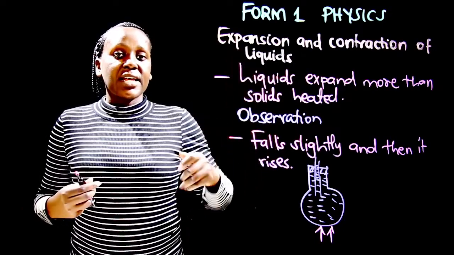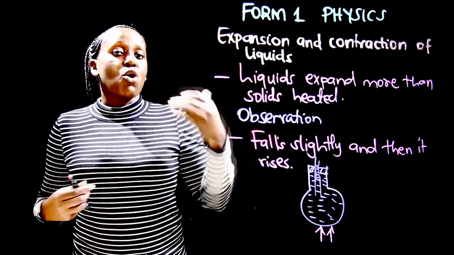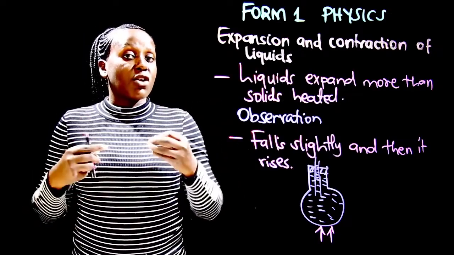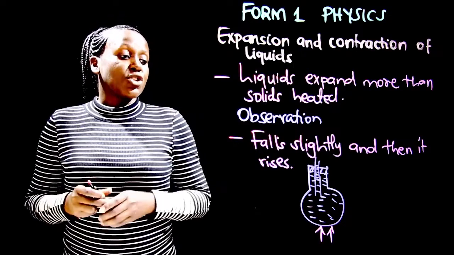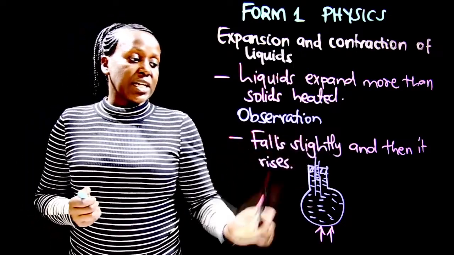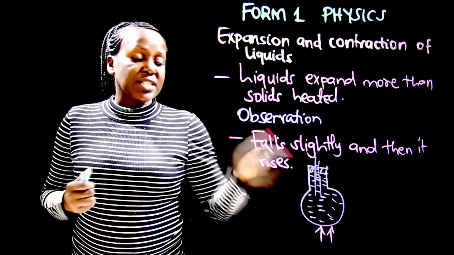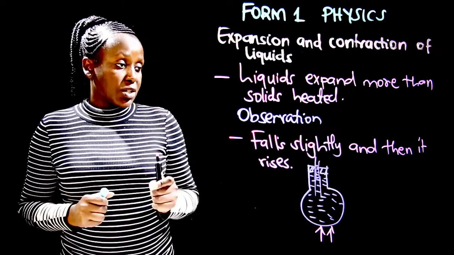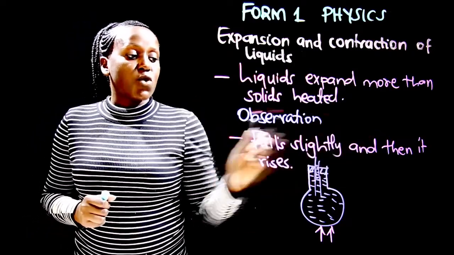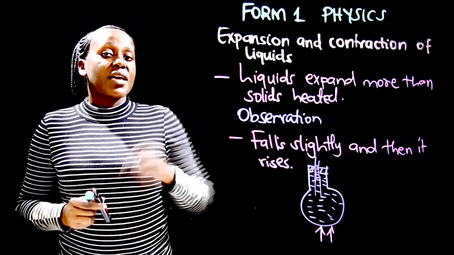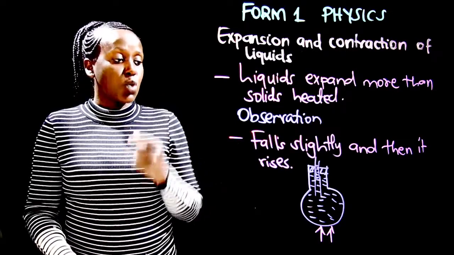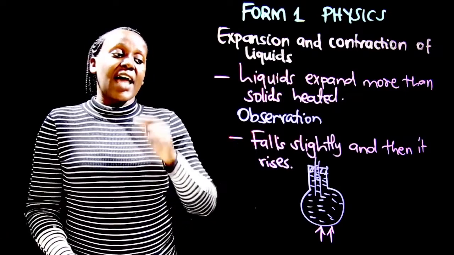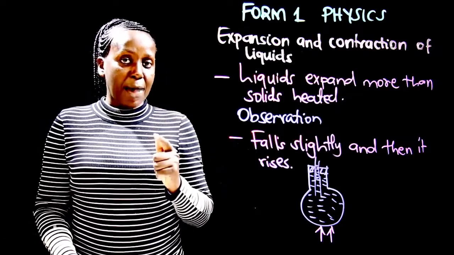The more it's heated, the higher the level goes, because as the heat is increased, the expansion of the water also increases. So the reason why the level of water falls slightly is due to the expansion of the glass or of the flask, which creates more space to be occupied by the water. And then the level of water rises because the heat gets to the liquid, which is water, and the water expands more than the flask, and that is why the level goes up.